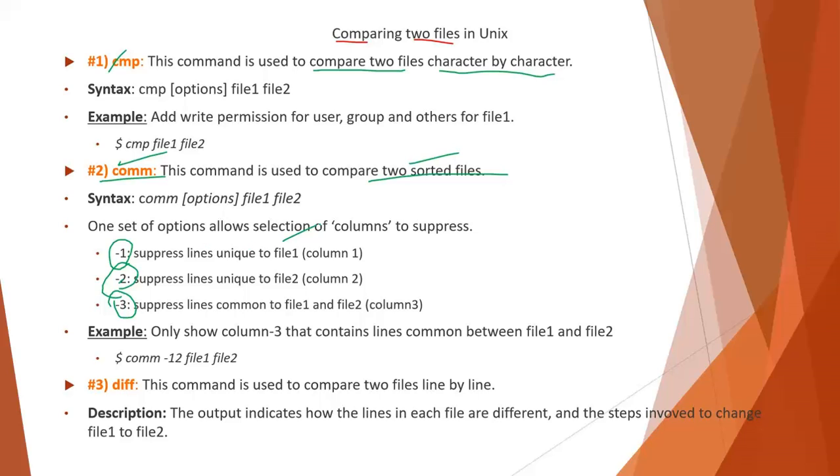Whatever information is unique to file 1 will be suppressed and not displayed; only the content of file 2 will be displayed. If I use -2, it displays only the values unique to file 1, not file 2. If you use -3, it suppresses the lines that are common to both file 1 and file 2. Whatever common values are there will not be displayed, only the content that is different.